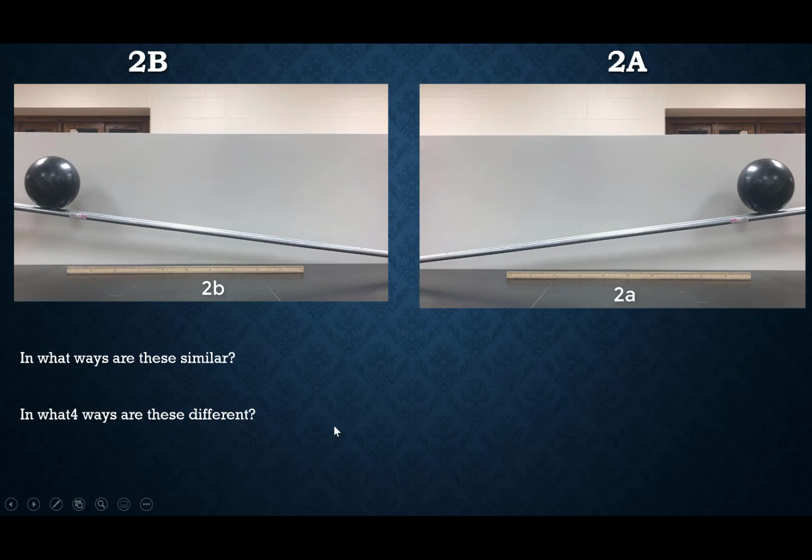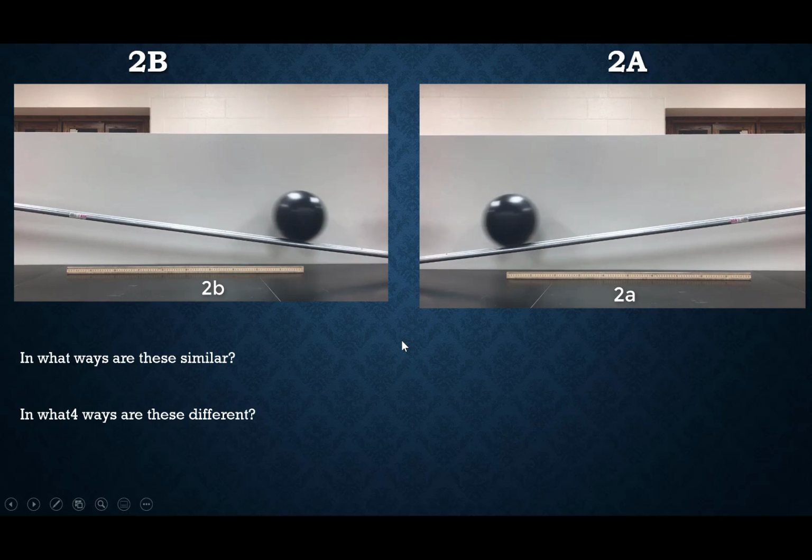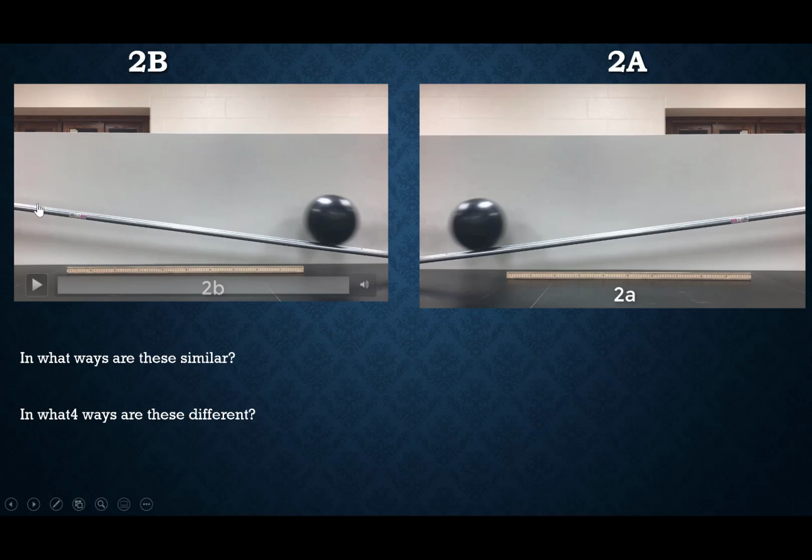Let's go with 2B. Let's see here. 2B and 2A, kind of the same idea. 2A was stopped up at the top, and then they picked up speed, so they accelerate towards the origin. B was moving in the positive direction, A moving in the negative direction. Otherwise, very similar.